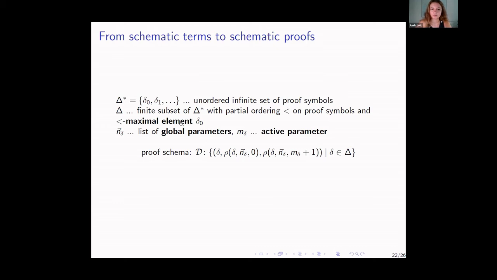And then we have parameters. I have here global parameters and one active parameter. We could also define this just for one induction parameter, but here it's defined for any number of parameters we want. Important is that the active parameter is the one over which the induction is performed. And now this is a proof schema. It is just a set of these tuples here, where for each proof symbol delta, we have a base case and a step case proof.